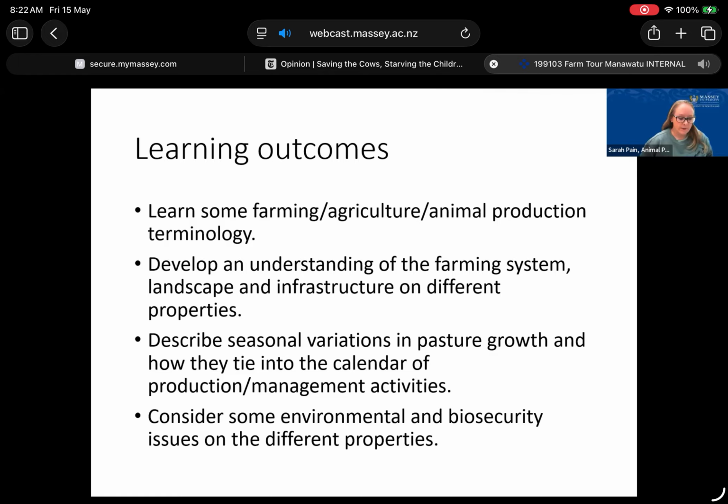The software, so unlike a visit to a farm where we can only take you out at a single time point, the software has got images from farms at 4 different time points across the year. So we're also able to see a little bit of the seasonal variation. So I can talk to you about how New Zealand manages its pastoral based ruminant systems, and how that all ties into the calendar of management activities on some of those properties. And then for each of the properties that we visit, we'll talk about what might be some of their primary environmental or biosecurity issues. Okay.